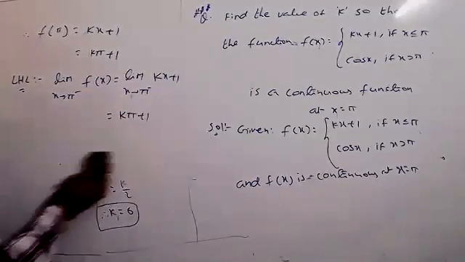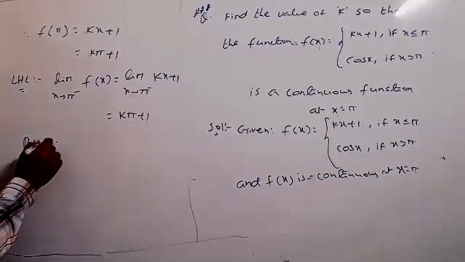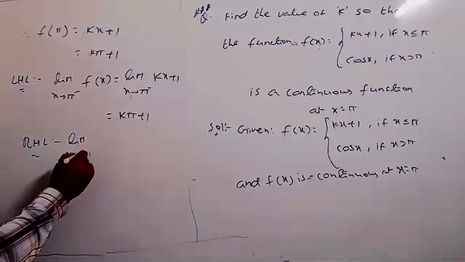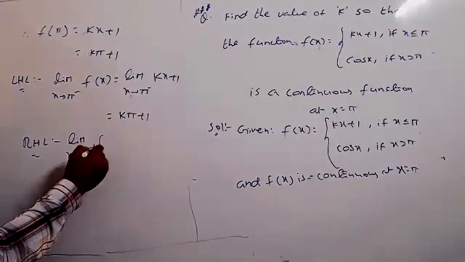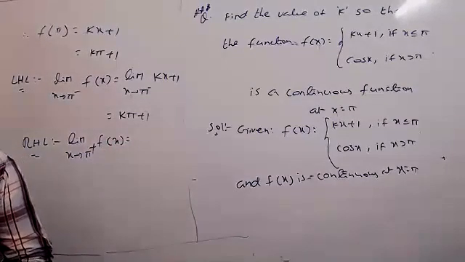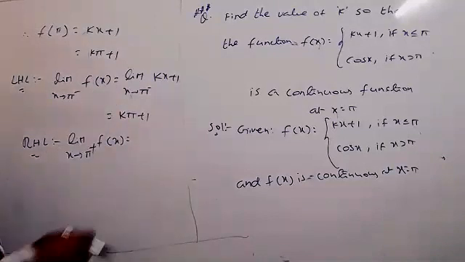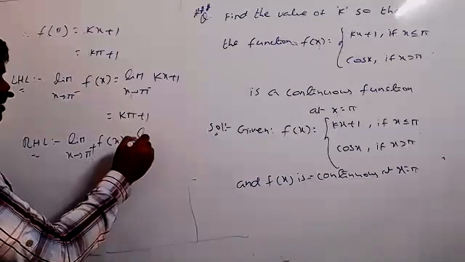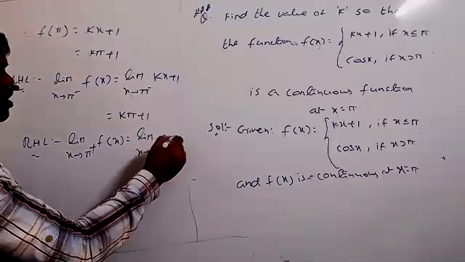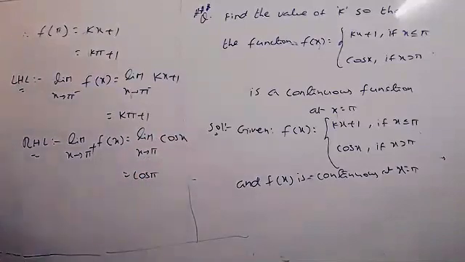Next, find the RHL value, the right hand limit. Limit x tends to pi plus of f of x. Here the value of x is more than pi. What condition will we take? cos x. So limit x tends to pi plus of cos x is equal to, what do you get, cos pi.